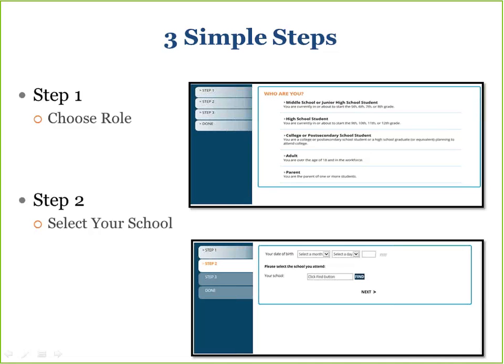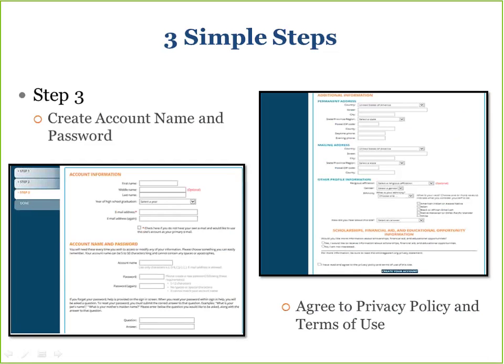The second step your students will take is they select their school, and then once they're connected to your school, you as educators now have access to view and track whatever is on their student portfolio. And the third step is for students to create an account and name and password and agree to the privacy policies and terms of use. And then once students complete all of those steps, they click Create an Account, and then they have access to their home page.